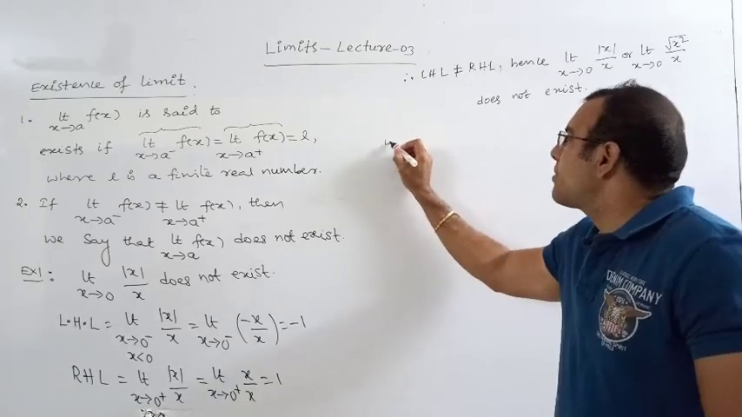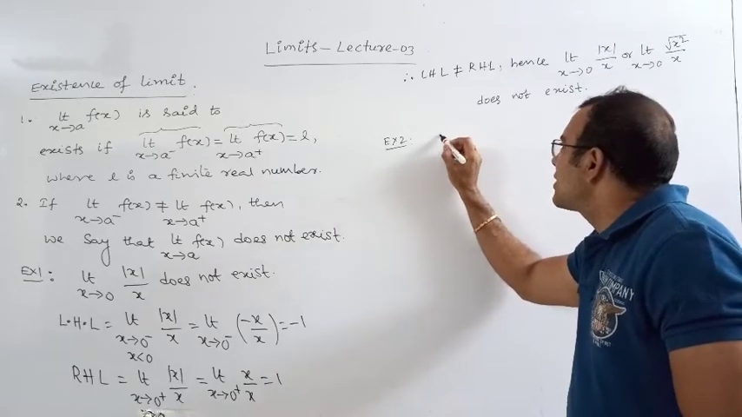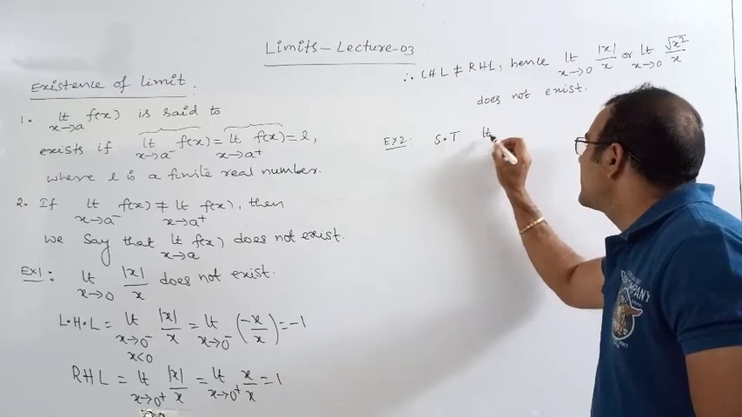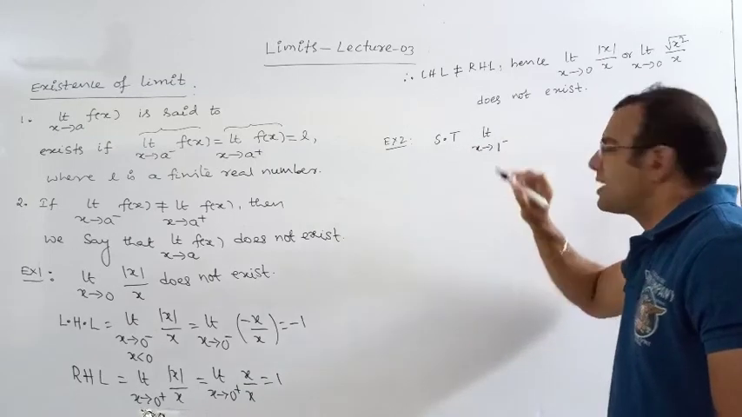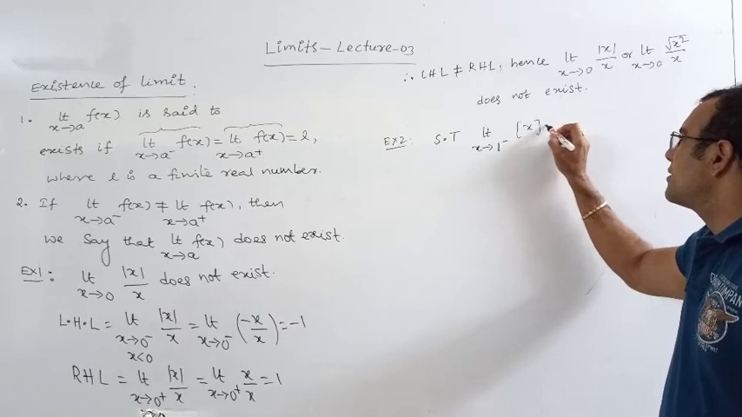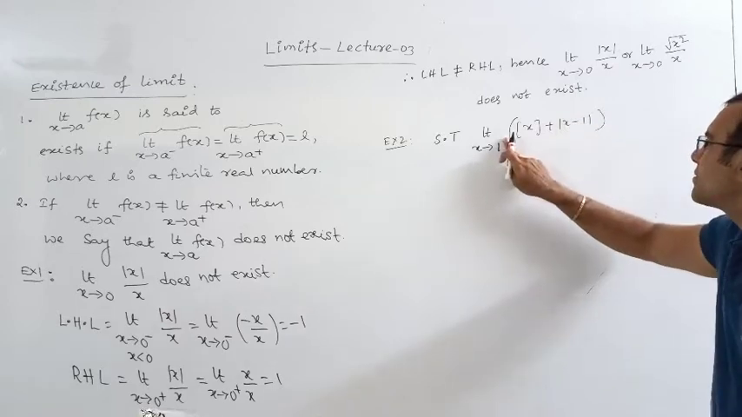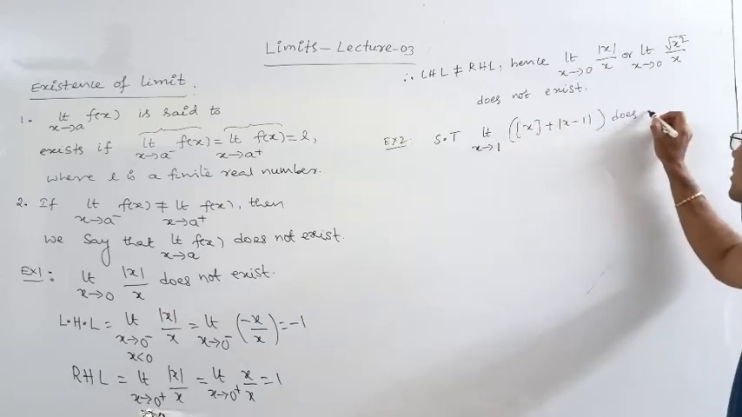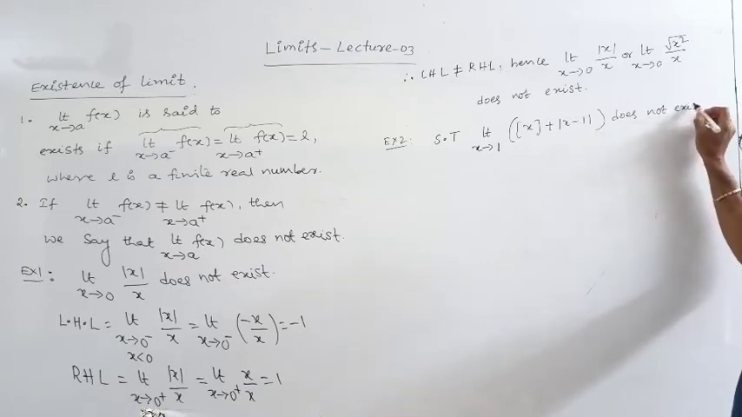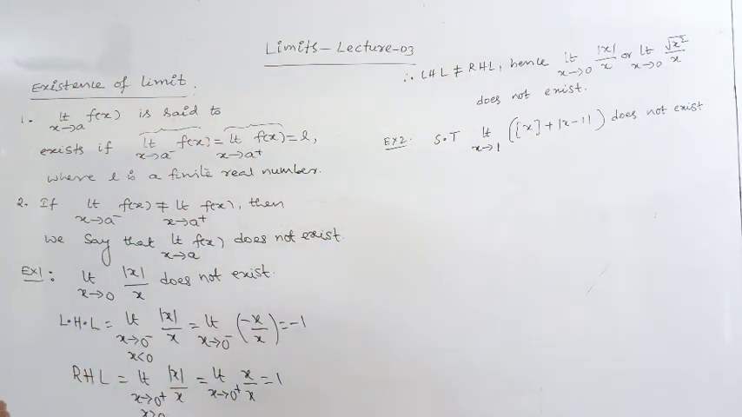Now, I will give you one more example. Show that limit x tends to 1 of integral part of x into modulus of x minus 1 does not exist. Let us see.